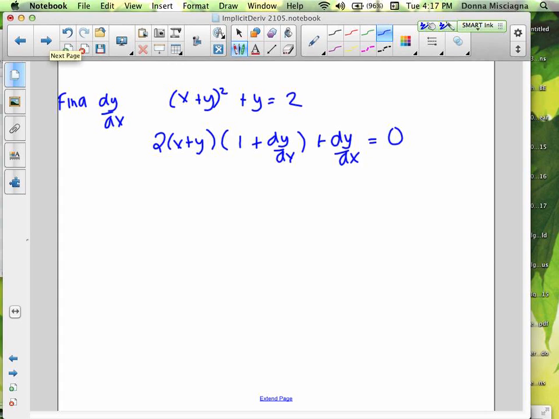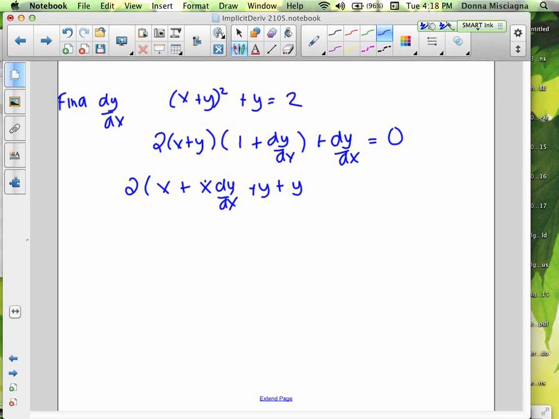All right, so now we need to multiply here and get this to where we can clean it up. We've got dy dx's mixed in with terms without dy dx. Let's FOIL first, and then we'll distribute the 2. So we have 2 times x times 1, which gives us x. X times dy dx will be plus x dy dx, and we leave off the inner terms, so plus y, and then plus y times dy dx is y dy dx.